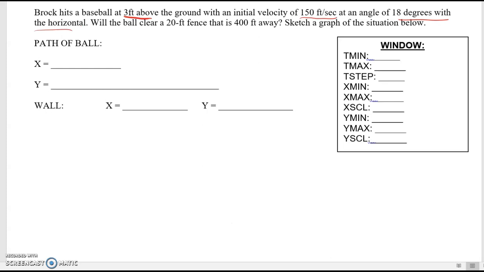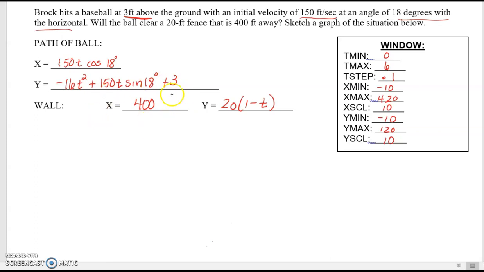Take a moment and pause the video, and I would like for you to come up with the x component of the path of the ball and the y component. We'll work through the wall itself together. Information filled in is what you would need to watch the path of the ball. My wall, I know that the wall is 400 feet away. There are many ways to do the height. I just want to make sure the max height is 20. I do it as 20, or whatever that height is, times the quantity 1 minus t. So it starts at 20 and then it starts going downward. We're going to watch that simulation in a moment. So pause the video and get everything into your calculator.